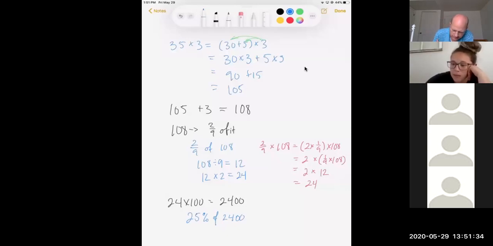So 25% of 2400, we can do our percent table again. It's where we start with 100%, and we can relate that to 2400. Then we divide by 4 to get to 25%, and 2400 divided by 4 is 600.